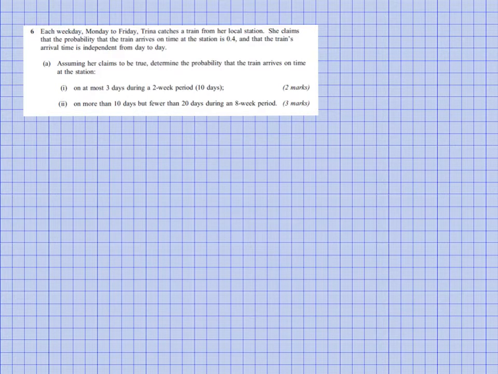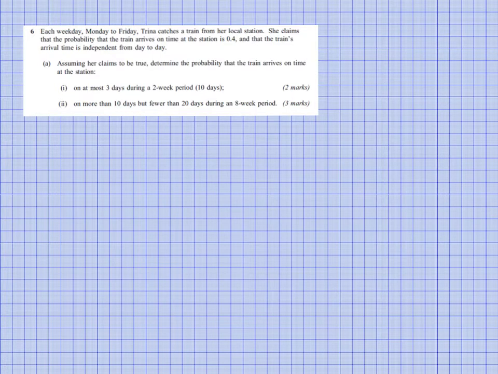Okay, so there are 4 criteria to meet. Firstly, is it independent? Yes, it says so in the question. Does it have a fixed probability of success? Yes, it says it's 0.4 in the question. Are there 2 possible outcomes? Late or not late, so yes. And finally, is there a fixed number of trials? In the first question, yes, there are 10. In the second question, yes, there are 40. So we can use the binomial.